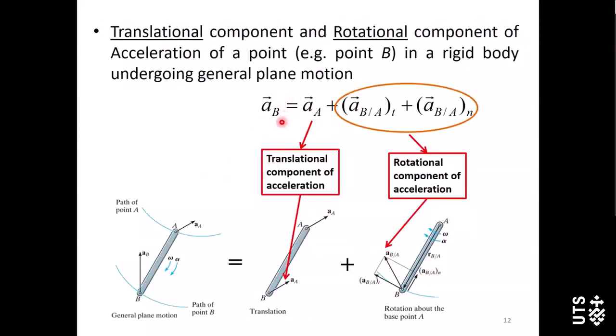So you can see for acceleration, similar to that for velocity, we have two components. One is the translational component and another one is the rotational component. In this rotational component, we have two components. One is tangential and another one is normal.